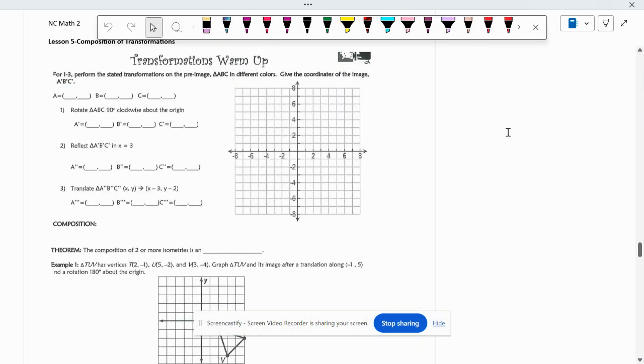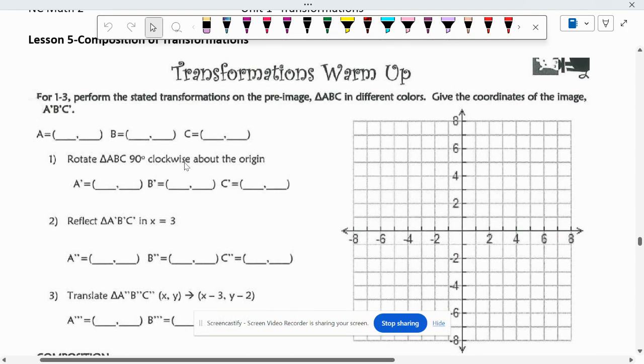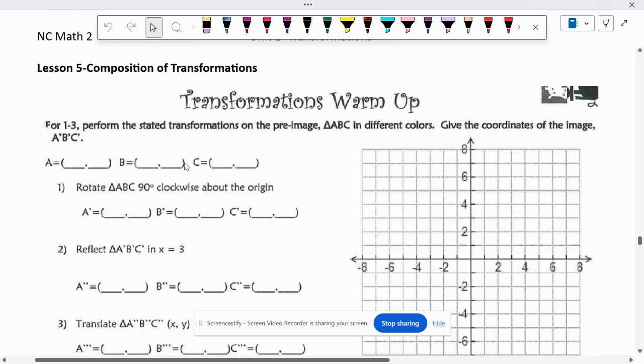Okay. So today's lesson is on composition of transformations. A composition is just taking some kind of transformation and doing more than one of them. So it's composed of multiple movements. So we call it a composition. We're going to do more than one thing.